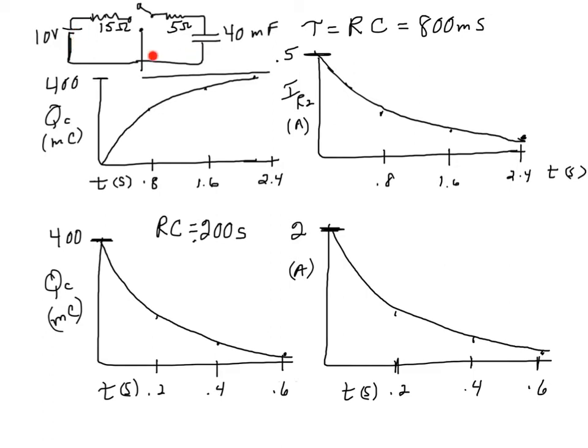So current is circulating this way everywhere except not between the plates. It's charging the capacitor because between the plates is an open space or an insulator. So the time constant we know is RC. When we multiply the 40 millifarads by the 20 ohms, we get 800 milliseconds, or 0.8 seconds. So each time constant is 0.8 seconds for both of these graphs.